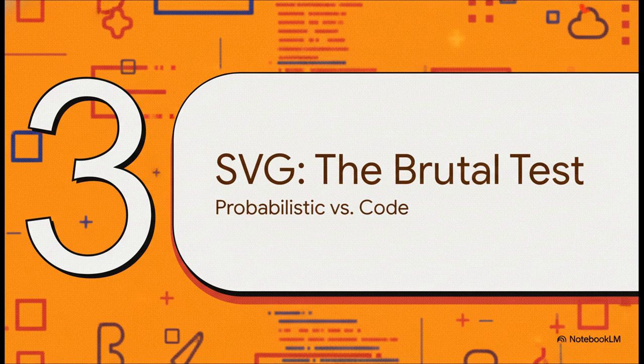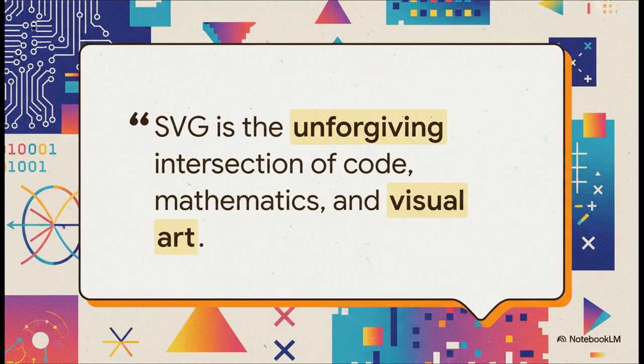This is where that abstraction gap we talked about becomes a massive canyon. I absolutely love this quote because it just captures the challenge so perfectly. You see, SVG isn't just code. It's a super precise mathematical description of a visual thing. For an AI to get it right, it has to be a brilliant coder, a mathematician, and an artist, all at the same time. If it fails on even one of those, the whole image just breaks.